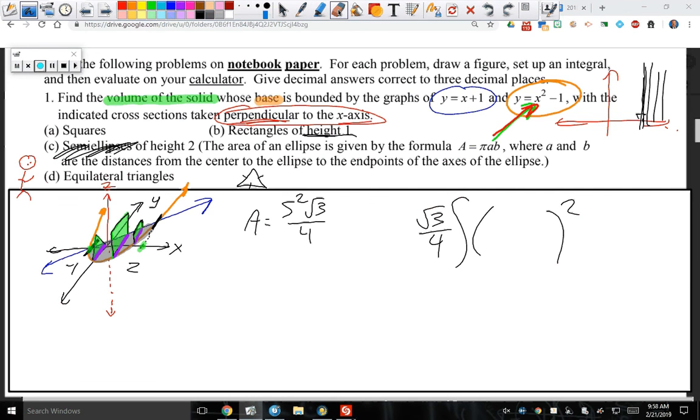So the top minus the bottom is going to be basically the blue minus the orange, yet again. And do I square it? Yes. They're all dx's, remember, because they're perpendicular to the x-axis. And yes, I square it. So this looks a lot like the square one. The only difference is we're multiplying it by root 3 over 4.